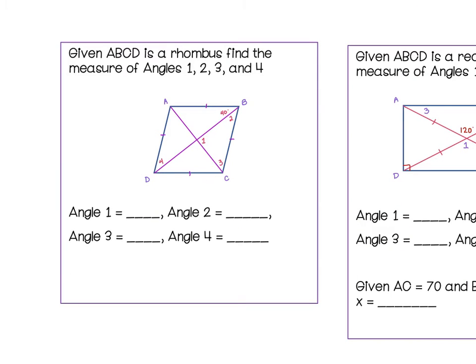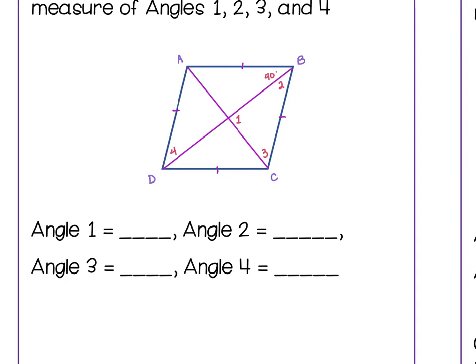All right, given ABCD is a rhombus, find the measures of angles 1, 2, 3, and 4. So again, rhombus, all the sides are the same. The diagonals are perpendicular, which means this is 90, this is 90, this is 90, this is 90. Angle 1 is 90 degrees. You already know 1.